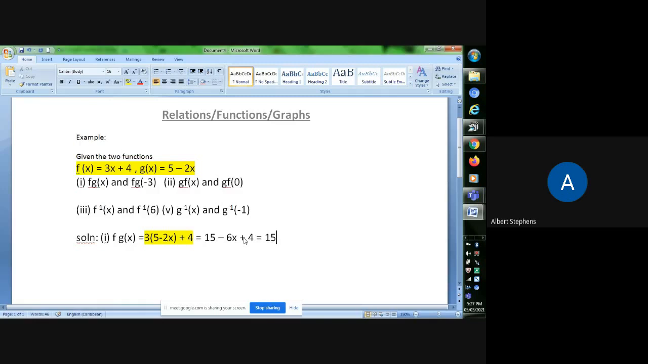But then it can be simplified again. So you put the numbers together and the algebraic expression together. So that's 19 subtract 6x. So this would have been our answer. Any questions?